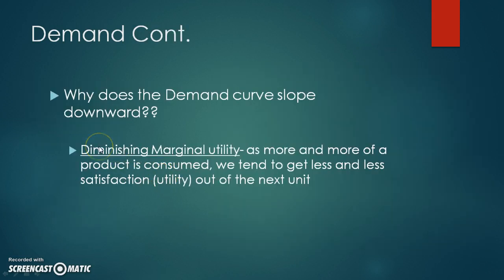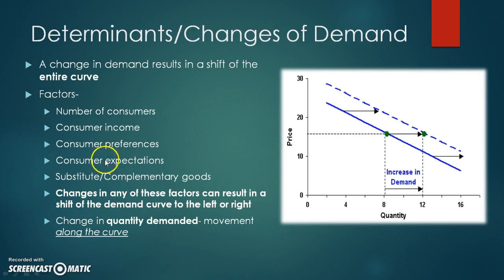Continued. Why does the demand curve slope downward? It's due to diminishing marginal utility, which is as more and more of a product is consumed, we tend to get less and less satisfaction or utility from the next unit. So like if you're eating something, the next thing you have, you're not going to enjoy as much because you're probably going to get full. It's diminishing marginal utility.